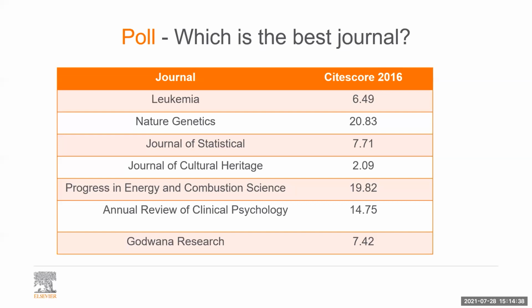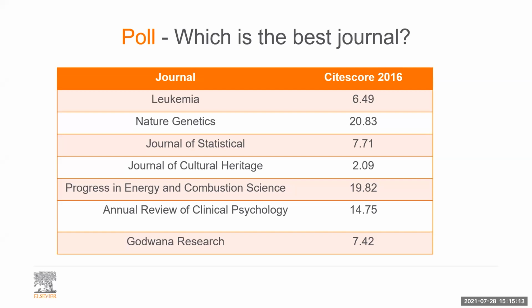Right, so I'm going to end the poll now, and I have to admit that this was a sneaky question, because the answer is that each of these journals is best in its respective field, right? Although Nature Genetics was indicated here as the most selected, the CiteScore is not normalized, so we cannot use it to compare journals across different fields, right?